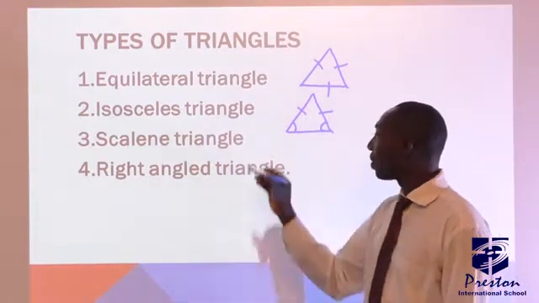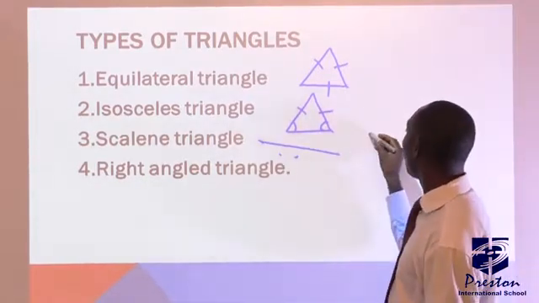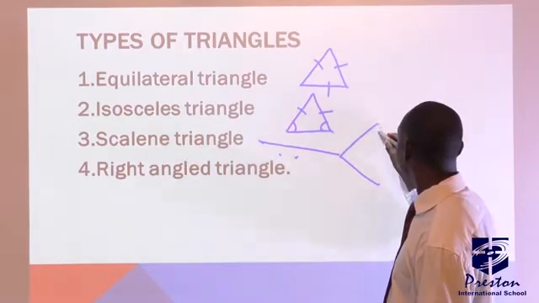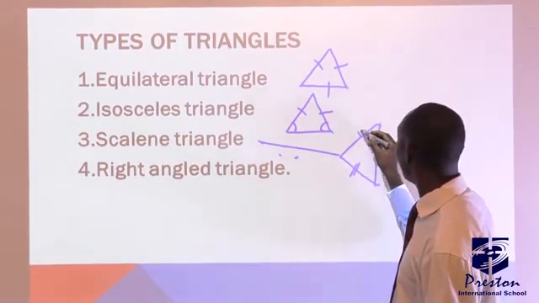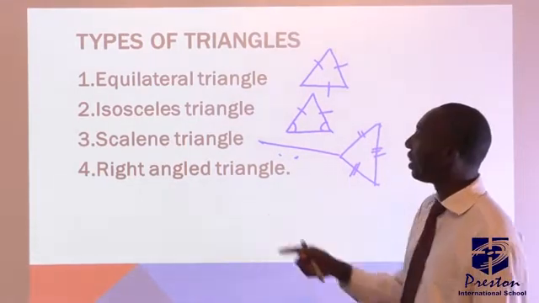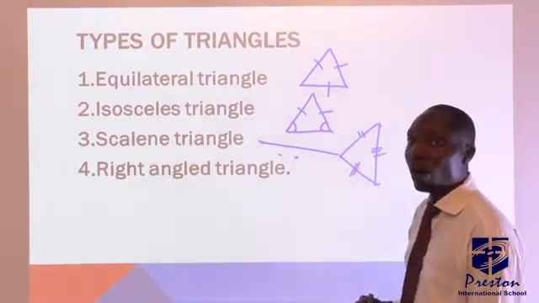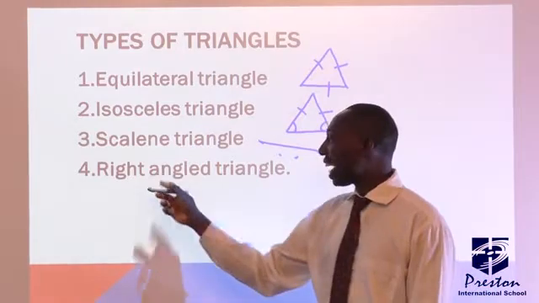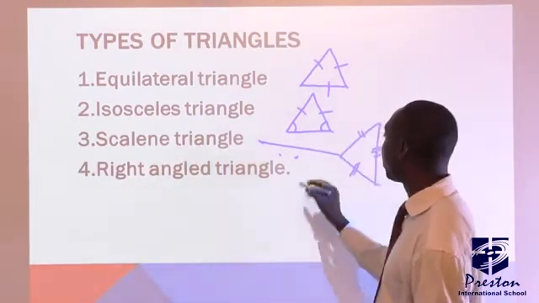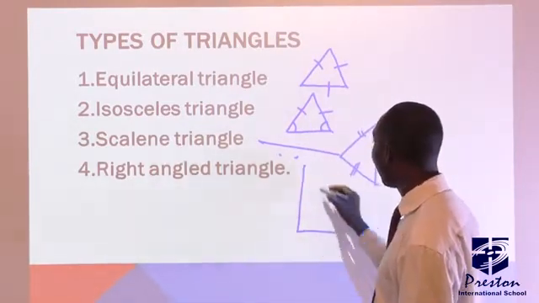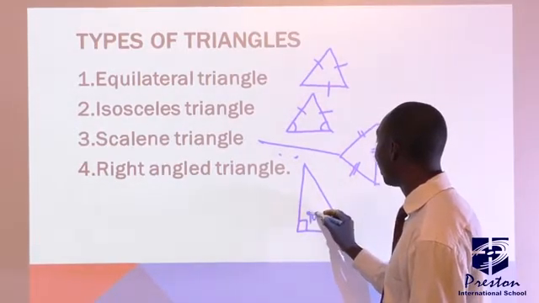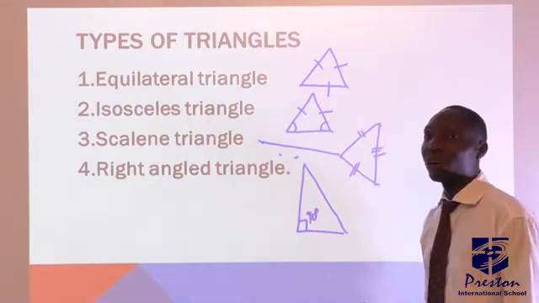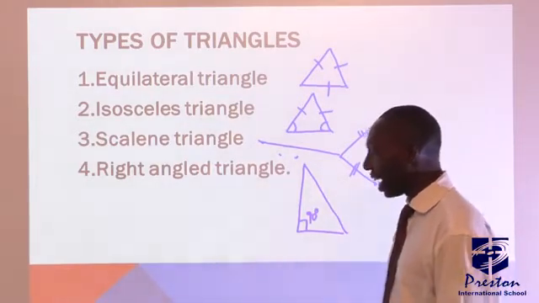A scalene triangle has unequal sides. All the sides are not equal. It has three unequal sides and three unequal angles. While the last one is the right angle triangle. This one contains one right angle, that's angle 90 degrees. So we call this one a right angle triangle.